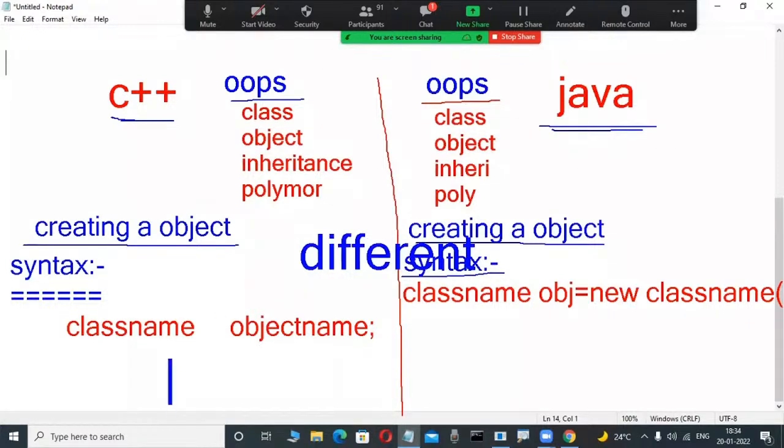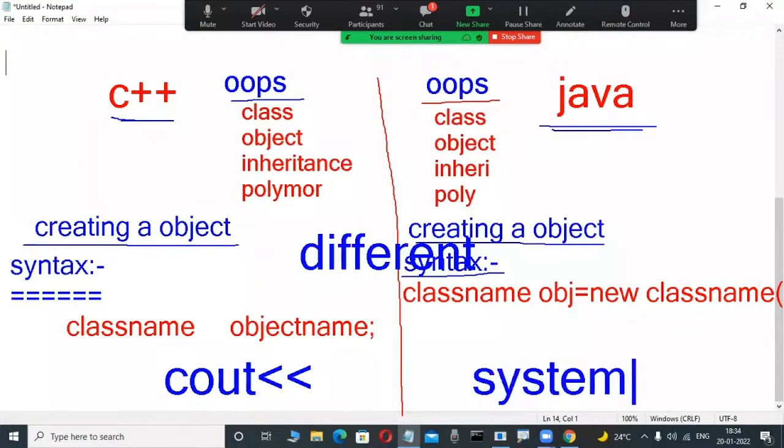And the functions are also totally different. Suppose in C++ I want to display output: cout is a function for streaming output only. And in Java, what is the function? System.out.println is there or not? Yes. That's why they are syntactically different. The functions are also totally different in these two object-oriented languages.